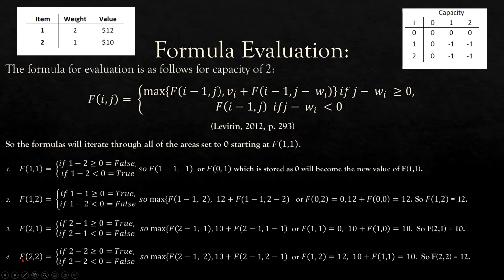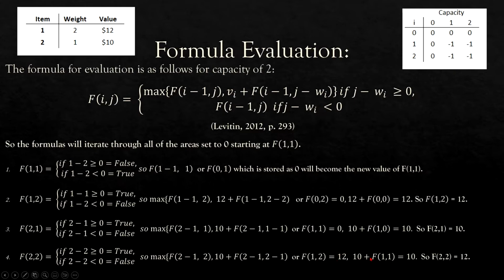The next section, we look at f of 2, 2, and we've incremented j again to the last iteration that we can do, and we evaluate again, and that comes to true, and so we execute the max function again. So when we look at f of 2 minus 1, 2, and 10 plus f of 2 minus 1, 2 minus 1, we have f of 1, 2, which is this first portion. 2 minus 1 is 1, and then 2.